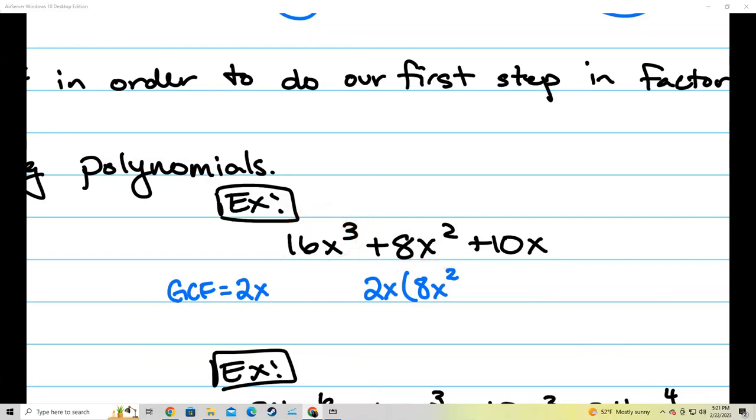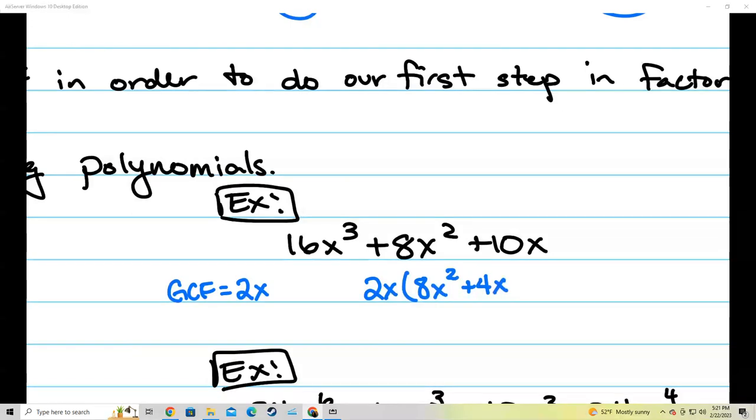I'm trying to get an 8x squared. Remember, I'm starting off with a 2. 2 times what is going to give me that 8? Well, that's got to be a positive 4. And as far as the variables are concerned, I already have 1x, but I'm trying to get 2 x's here. So if I already have 1x and I'm trying to get an x squared, that means I'm missing one of those x's.